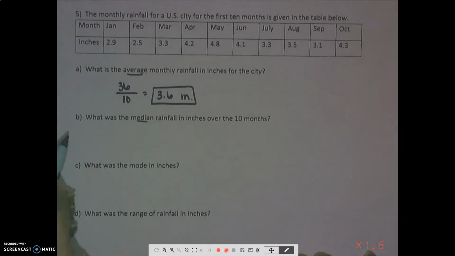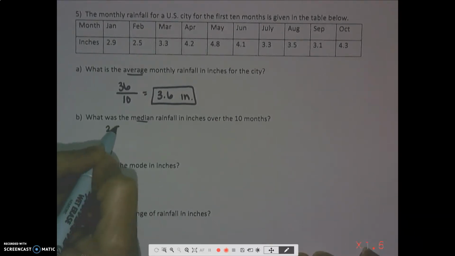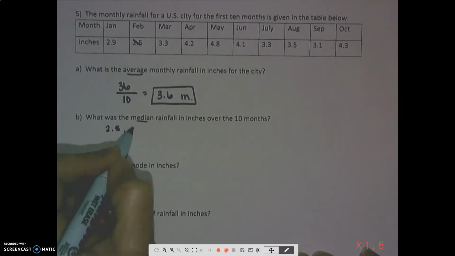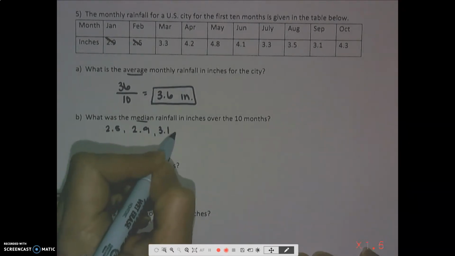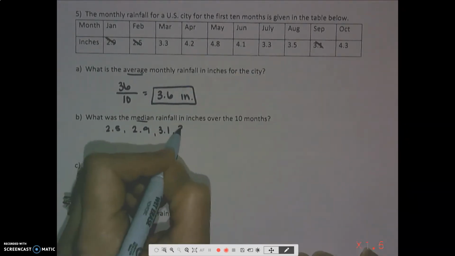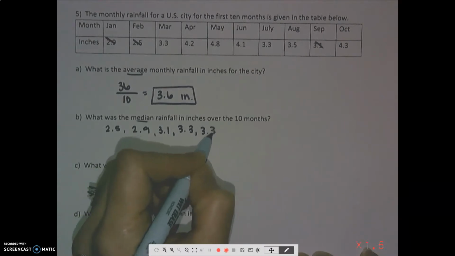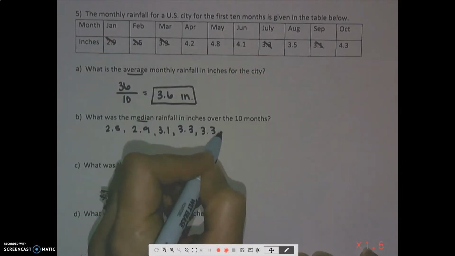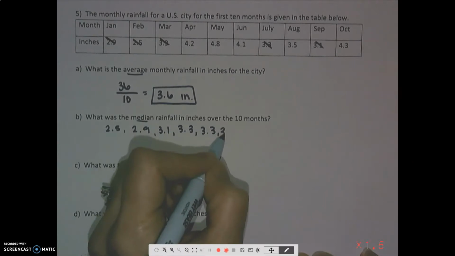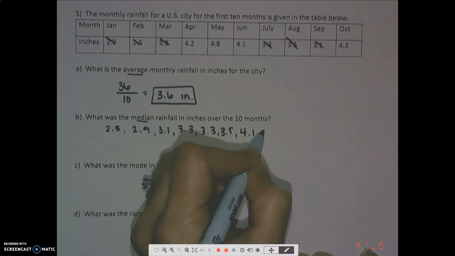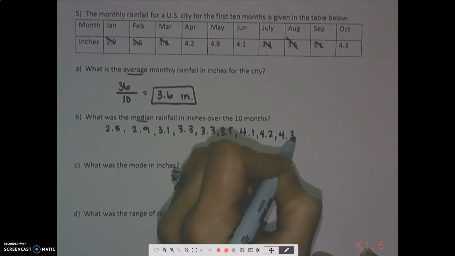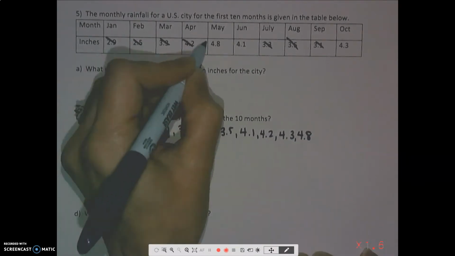All right, what is the median? So in order to do the median, we do need to list them in order from least to greatest. All right, so we have 2.5, 2.9, 3.1, 3.3 is twice, 3.5, 4.1, 4.2, 4.3, and then 4.8.